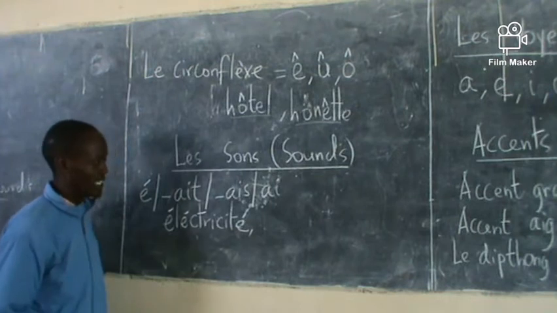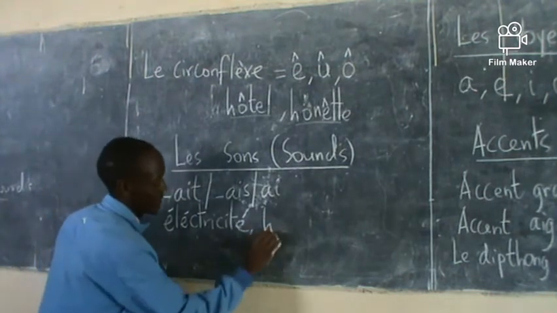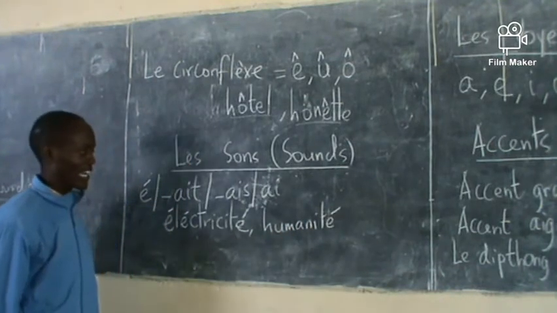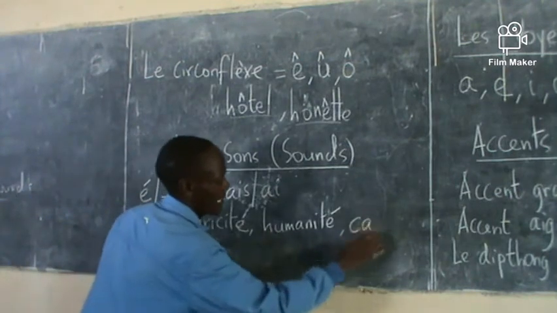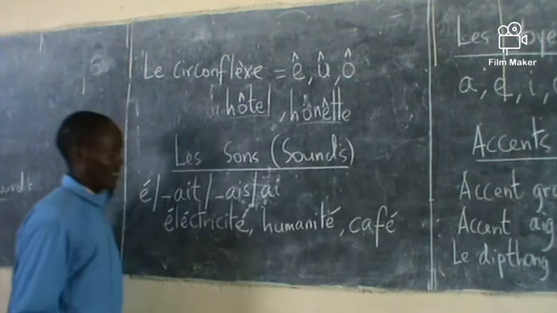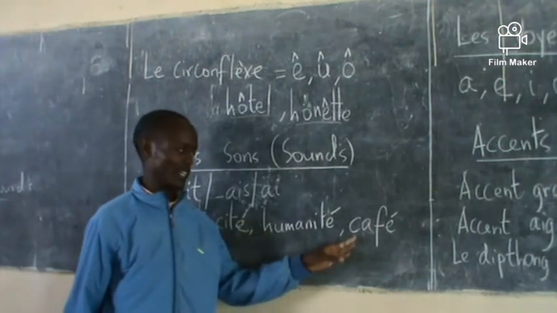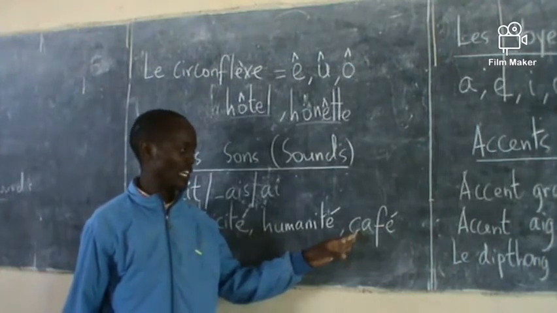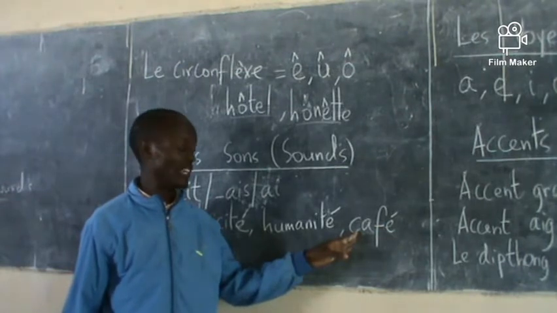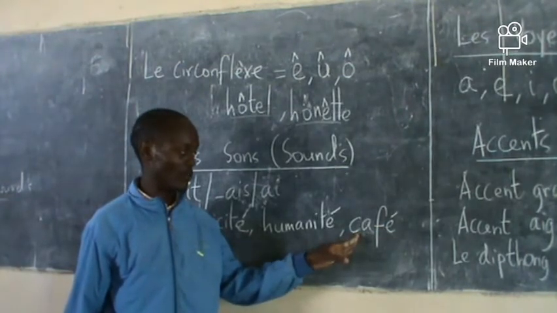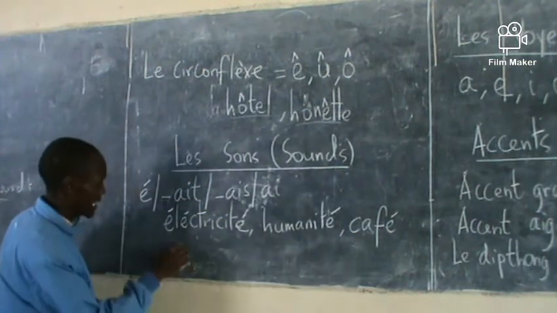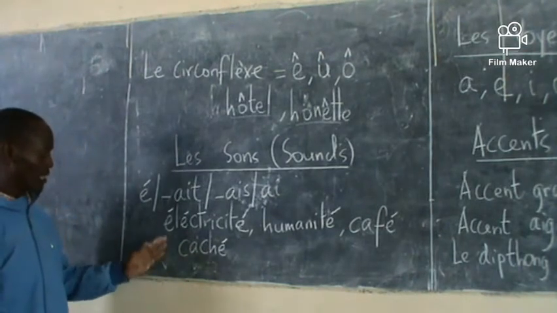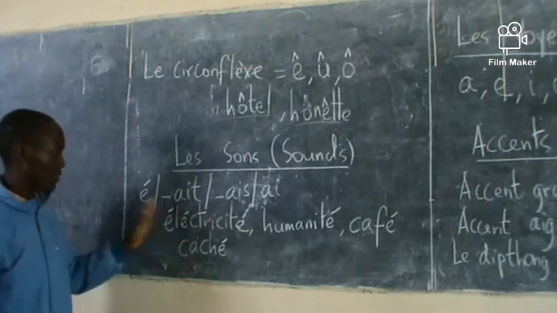When you are talking about humanity, we say humanité. When you are talking about something like café, I'm sure you have met this word several times. Café. It is an English noun, and actually it is a derivative of French. It originated from French. You have also heard something like cachet. So that is also a derivative of French, which indicates accent aigu.